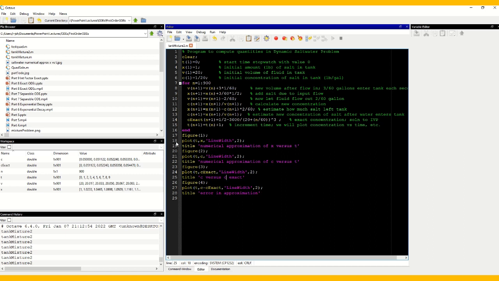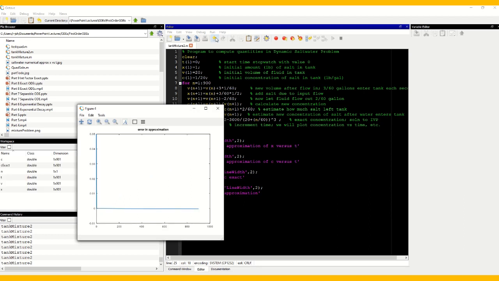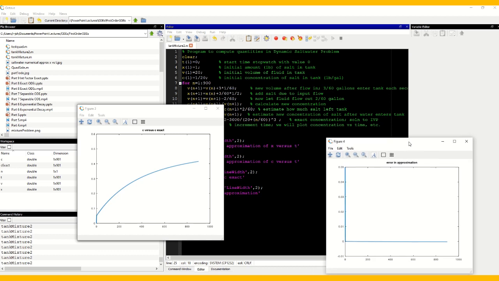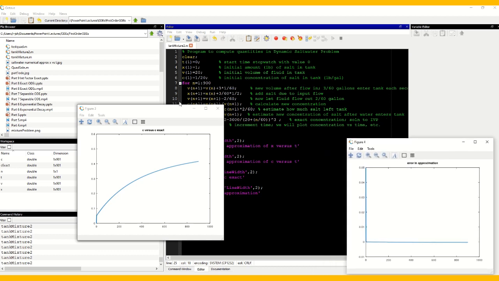There is just a slight modification here. If we look at line 18, plot time versus amount of salt in the tank X, comma, and then in single quotes, line width, comma, 2. This makes the width of the plotted line a little bit thicker so that it's easier to see. Let's run this program. Save and run. And our graphs came up quickly. Let's just move them over so that we can look at them.